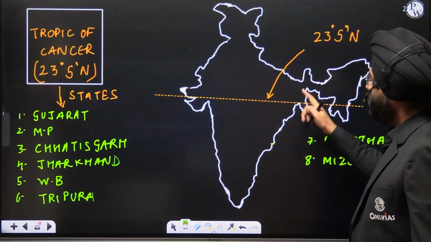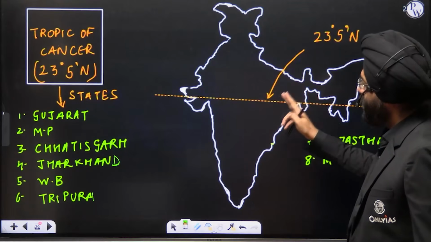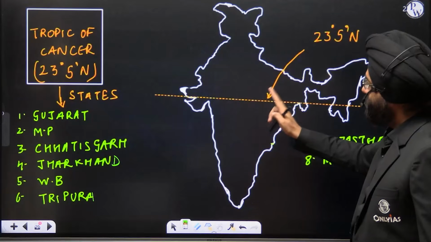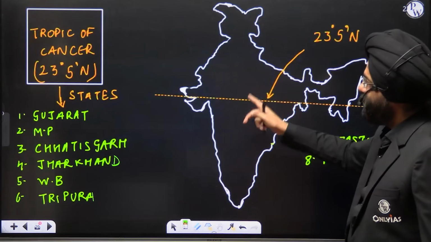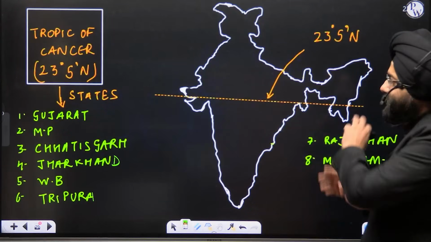It is cutting through West Bengal. It is cutting through Chhattisgarh. It is cutting through Jharkhand. It is cutting through Madhya Pradesh. It is cutting through Rajasthan. It is cutting through Gujarat. So all these states are basically being cut.